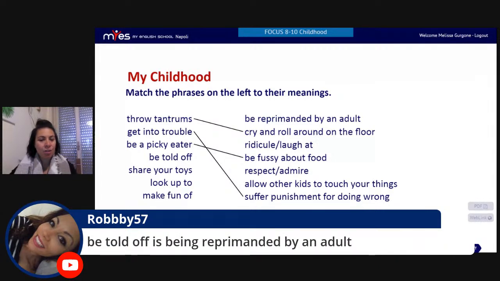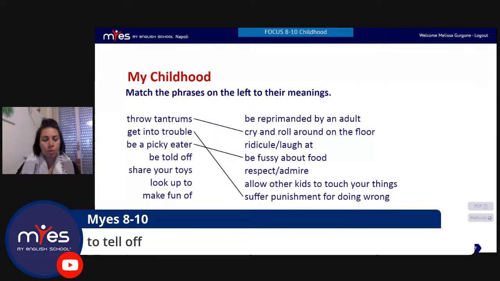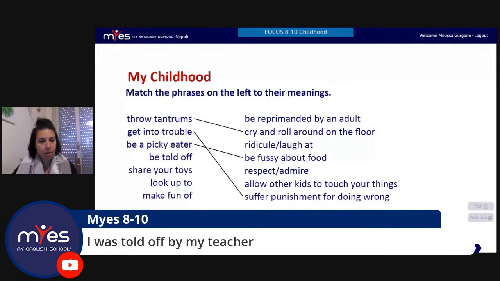And yes, to be told off is to be reprimanded by an adult. If you have a look at the verb be here, this is the passive. To be told off. For example, I was told off by my teacher. This is the passive, because the active phrasal verb is to tell off. So you can also say, my teacher told me off. I was told off by my teacher is the passive, or the active is my teacher told me off.